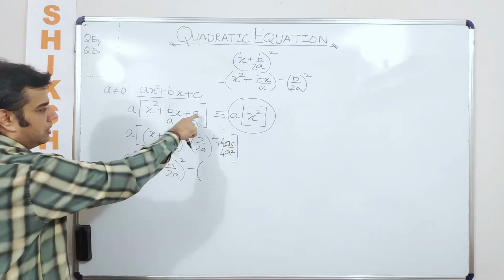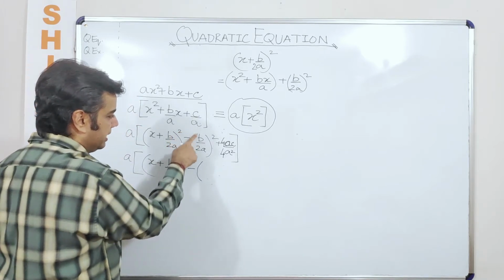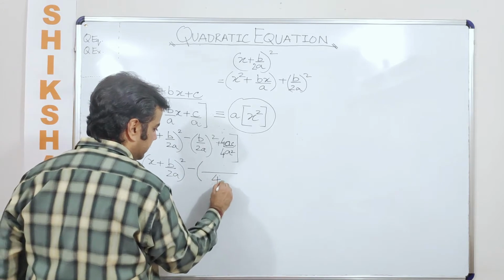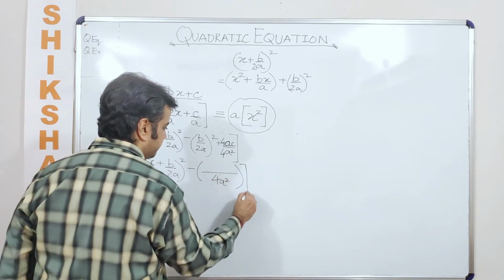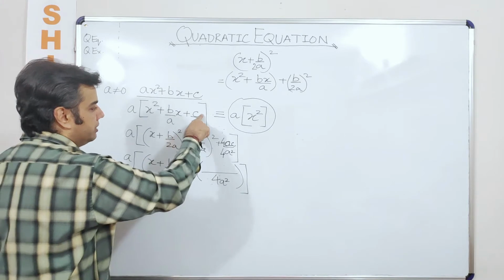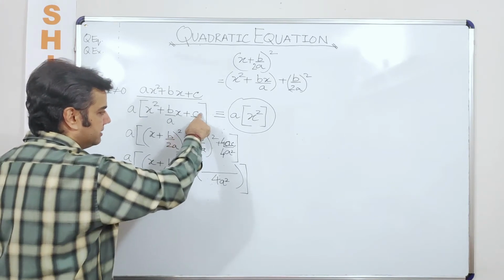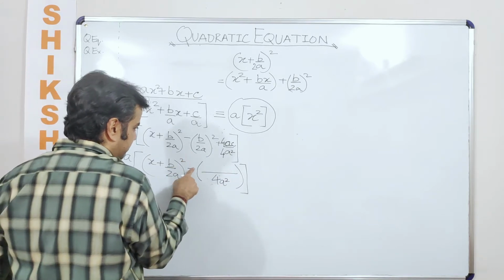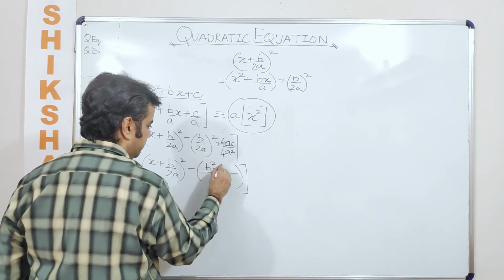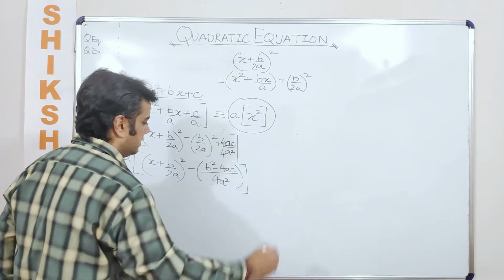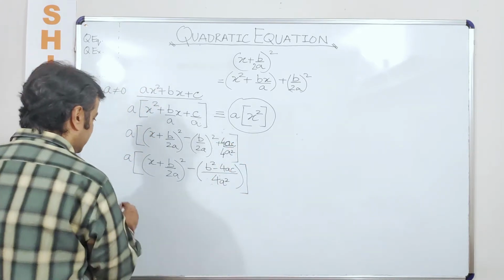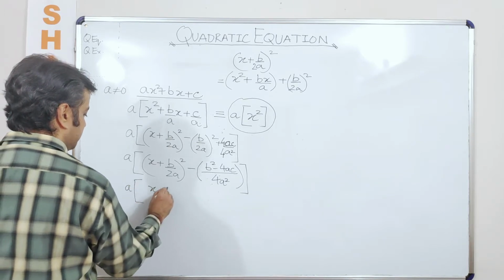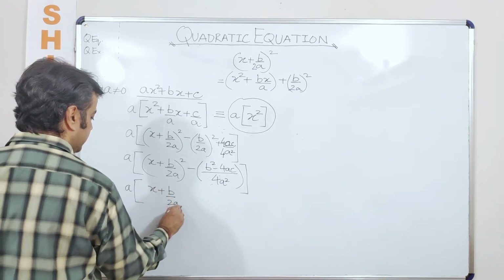I repeat, now this denominator here has to be made 4a square, because here I will take that thing as common. So what I have done here is I have multiplied the numerator and the denominator by 4a. In that case, c by a can be written as 4ac upon 4a square. So now when I have taken minus as common, I can write this as b square minus 4ac, correct?